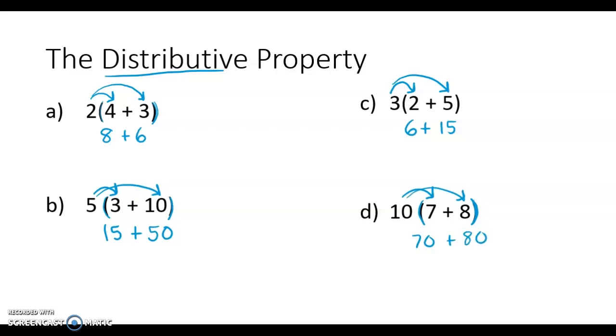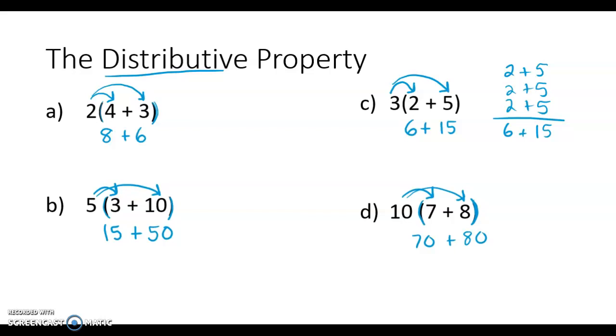Okay, and what this means, let me show you another way. Distributive property is just a quick way to do the math. What this 3 times 2 plus 5 means is if we were to stack and add 2 plus 5 three times, we would get 6 plus 15. So it's just kind of a shortcut. Instead of adding this 2 plus 5 three times, we just multiply it. Multiplication is a shortcut to addition.